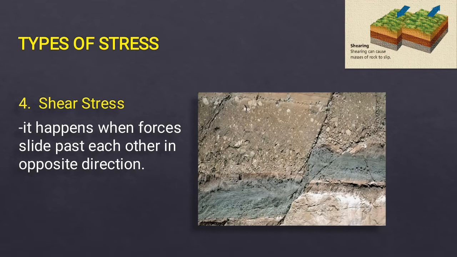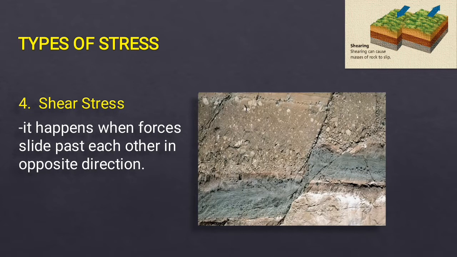Next, we have shear stress. When forces are parallel but moving in opposite directions, the stress is called shear. Shear stress is the most common stress at transform plate boundaries. When stress causes a material to change shape, it has undergone strain or deformation. Deformed rocks are common in geologically active areas.